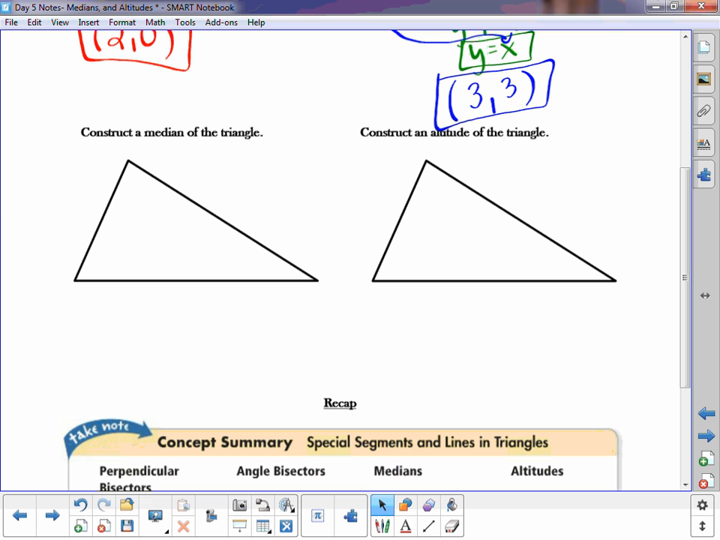If we think about it, the median connects a vertex to the midpoint, right? What other constructions have we done before that cuts through the midpoint?